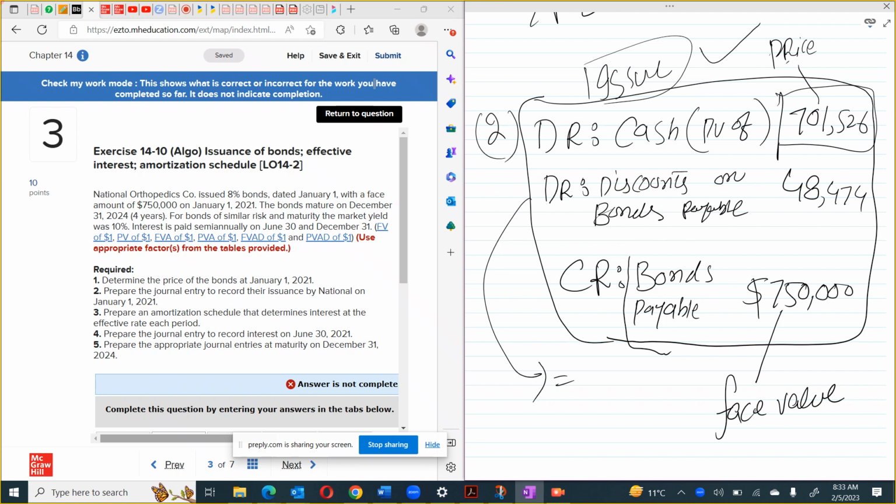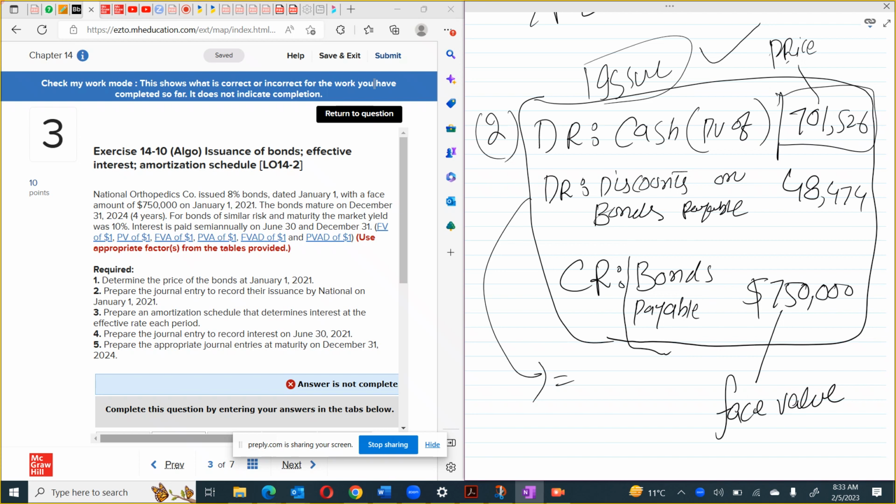Now, why 750,000 at maturity? You are confused about this, right? Because at maturity we are repaying the full amount. Remember, we have the discount at issuance. What was the difference between these two? Around 48,474. So this was the discount amount.